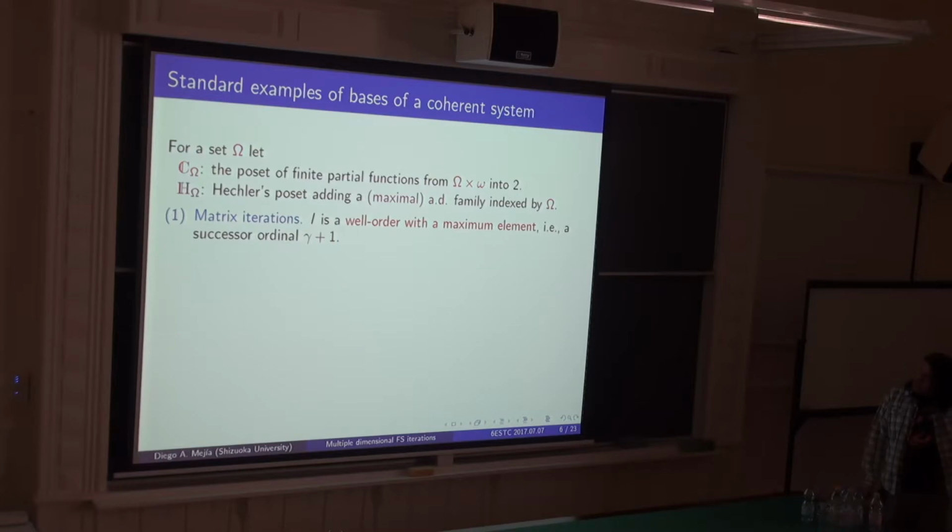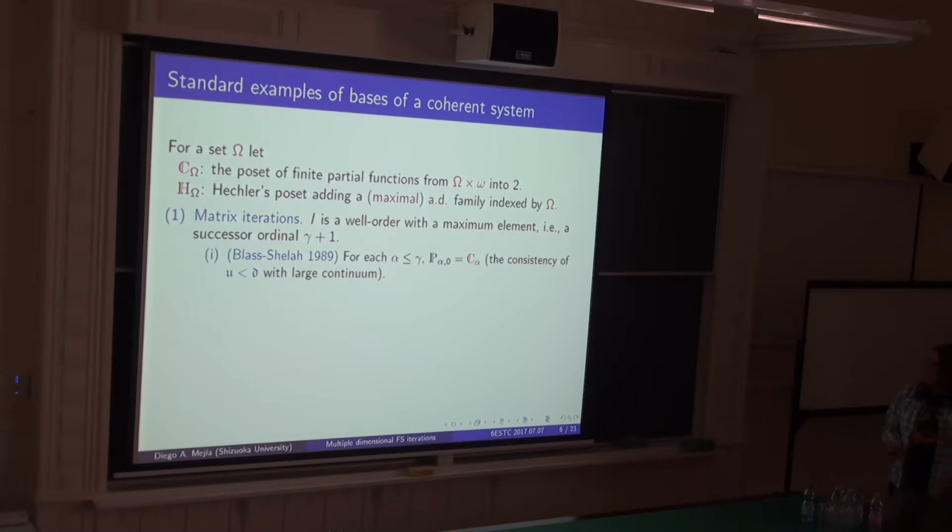So why consider these posets for bases? First, some typical examples in this context were matrix iterations, when you construct two-dimensional arrays of posets by finite support iterations. Your base is just a linear order, in this case a well order. So you start with a well order, and from that well order you construct parallel support iterations, and then you have a matrix of correctly embedded posets. In particular, the base here will be just an ordinal, a successor ordinal, because I care that there is something on the top.